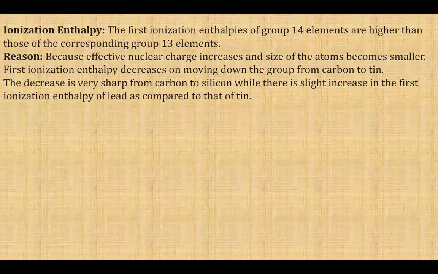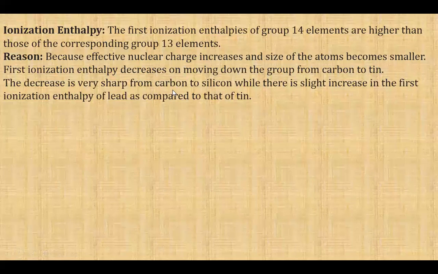Ionization enthalpy. Successive ionization enthalpy obviously increases. Here ns2 np1, after np2, so ns2 np2 has a little more force of attraction. With more force of attraction, the atomic size decreases, so ionization enthalpy increases, because effective nuclear charge increases and the size of the atom becomes smaller. Hence the first ionization enthalpy decreases moving down the group from carbon to tin.